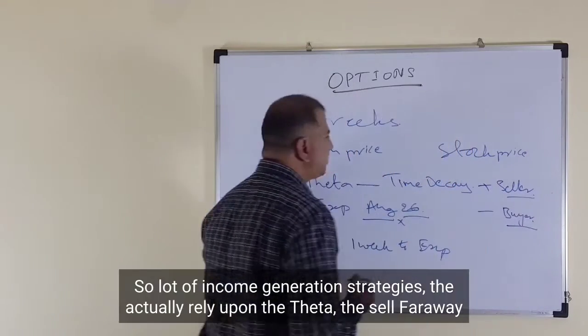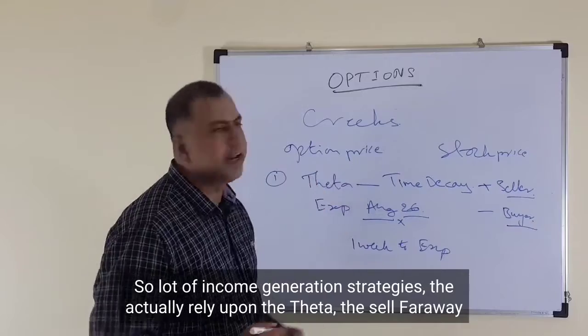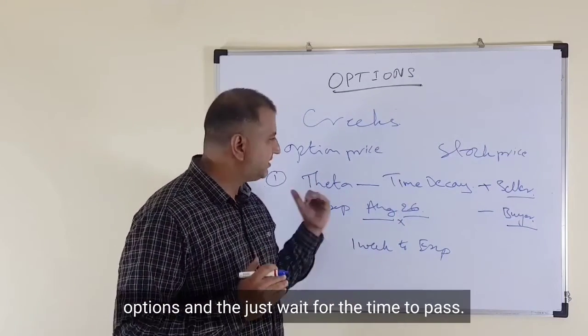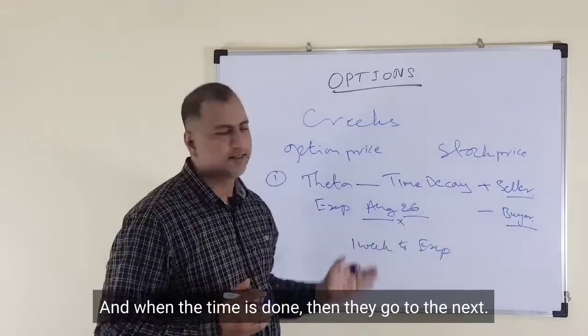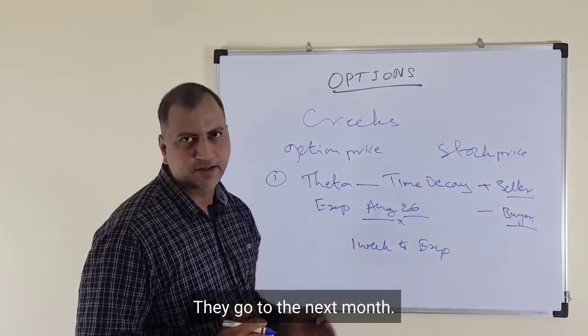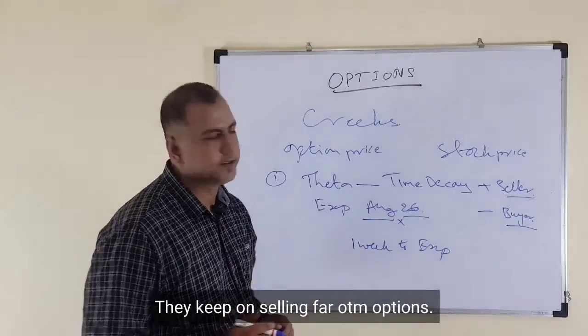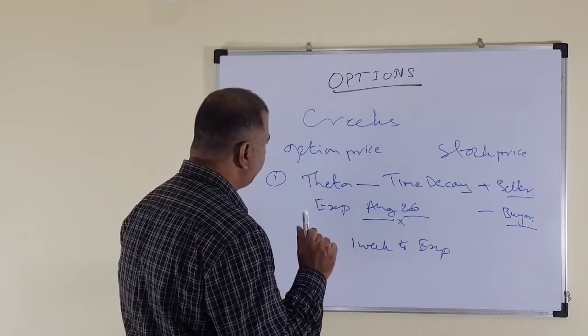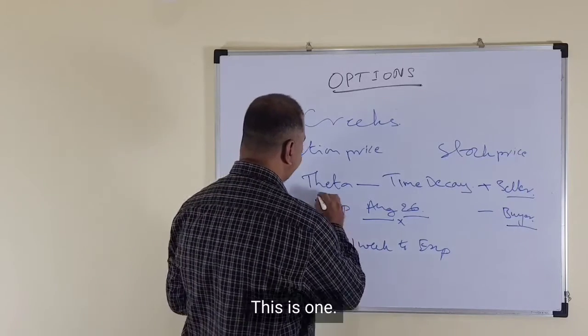So a lot of income generation strategies actually rely upon theta. They sell faraway options and they just wait for the time to pass. And when the time is done, they go to the next month. So you keep on selling far OTM options. So yes, theta is time decay. This is one.